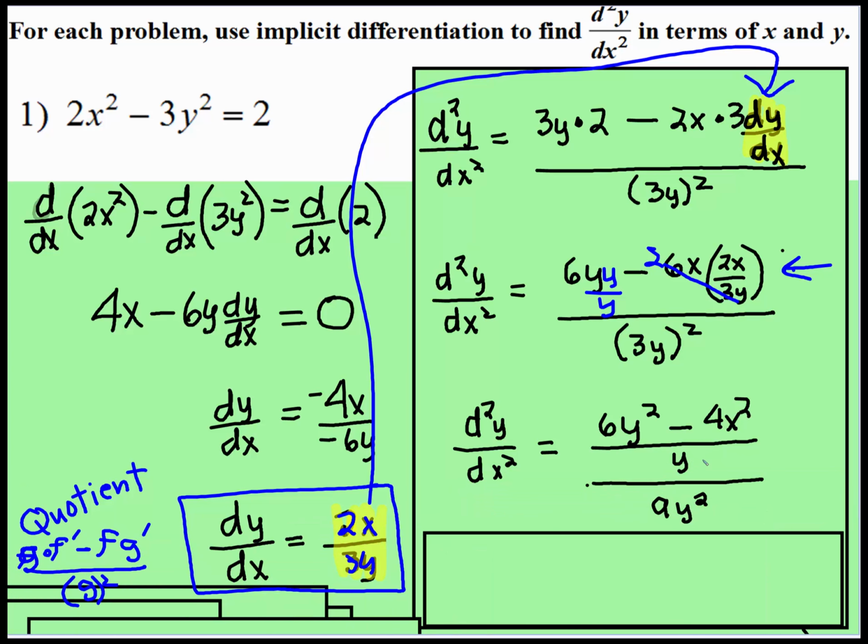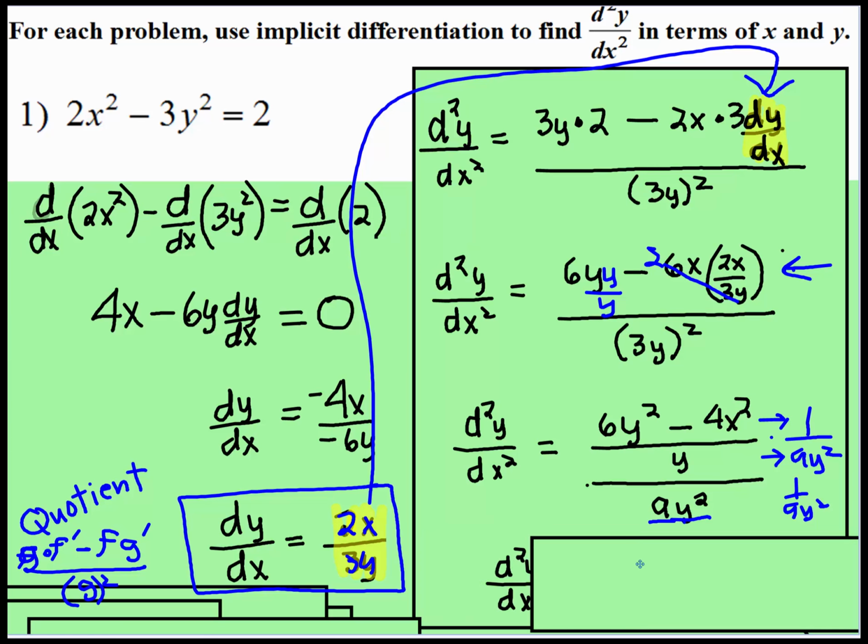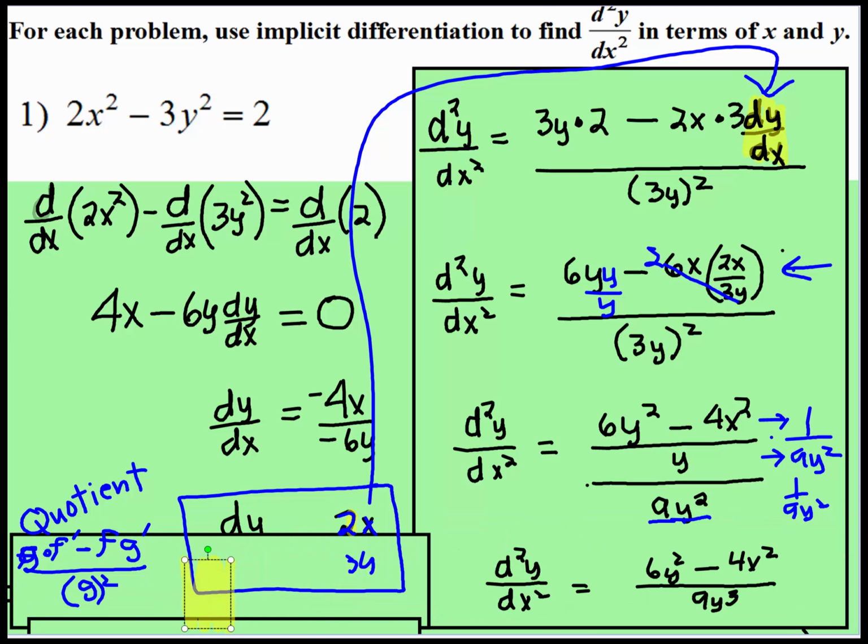Well, we don't want a fraction over a fraction, so we're going to pretend that's the invisible 1 right there. We're going to multiply the numerator and the denominator by 9y squared, and then multiply fractions straight across. So the second derivative, when you simplify, is 6y squared minus 4x squared all over 9y cubed. Just like that. All right, that's it for this one.